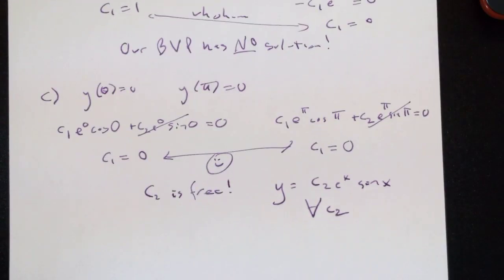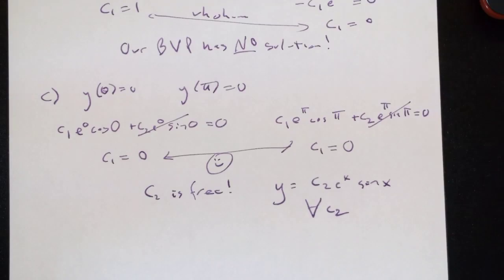Which means we don't just have one solution. We don't have no solutions. We have infinitely many solutions here. Again, I'm stuck back in linear algebra. I have a system of equations that has either one or none or infinitely many. Here's an infinitely many case.